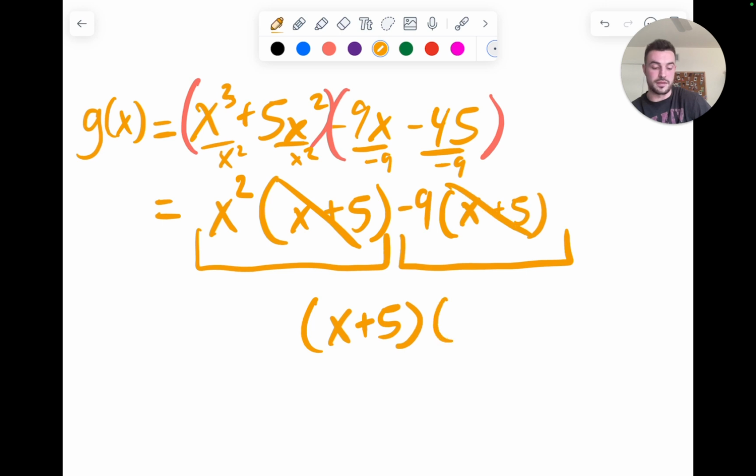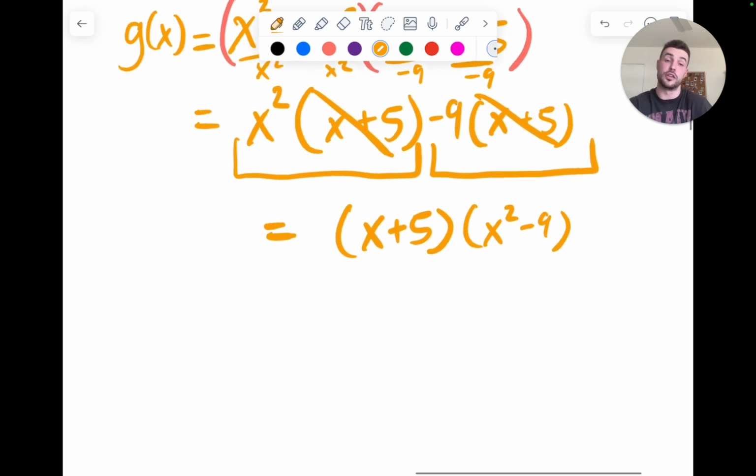And then what I have left is my other factor. So this is the factored form, but we can actually go further. Remember, when factoring, we always want to try to break up our factors further if possible. So this first one is going to stay the same. We still have an x plus 5.